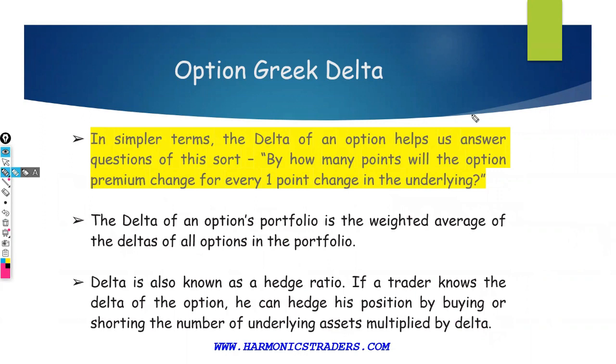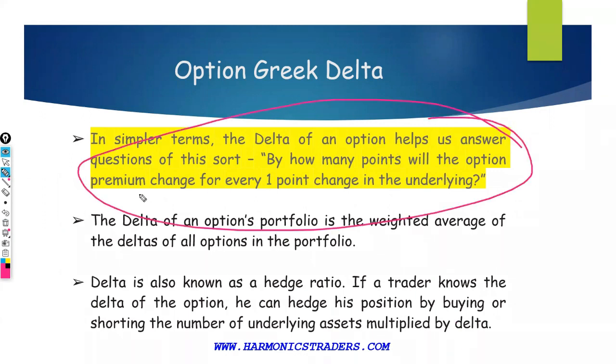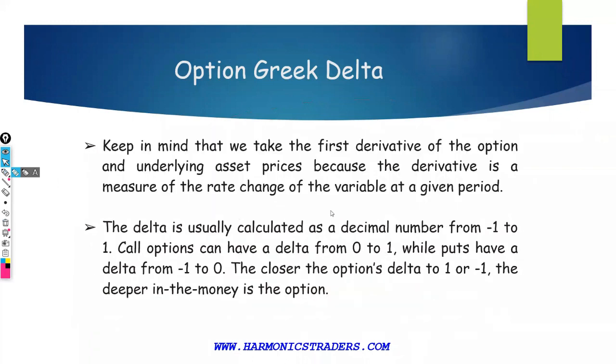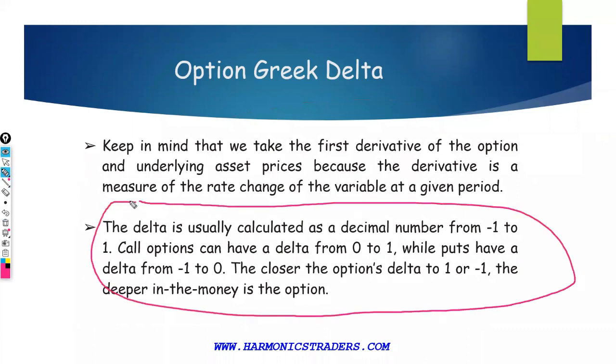So this is what is mentioned here: how many points the option strike is going to change for every 1 point change in the underlying asset. And of course, we can make use of this delta for various hedge strategies, which we will discuss in the coming slides. And delta always lies within this particular range: call 0 to 1, and put -1 to 0.